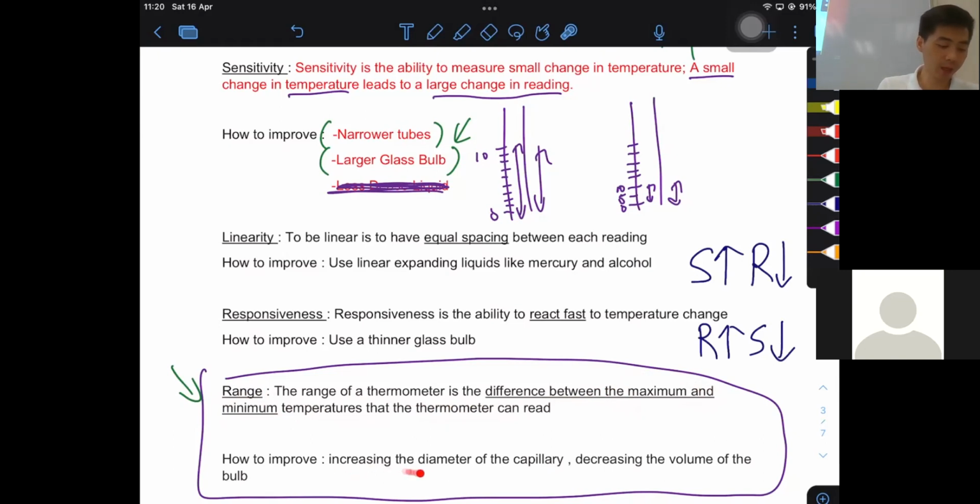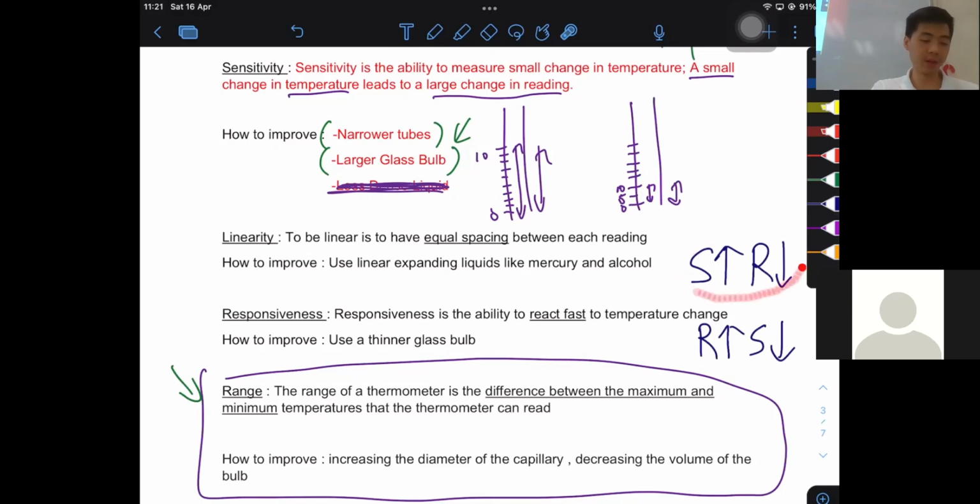Number one, increasing the diameter of the capillary tube, which is the exact opposite here, right? And then the second one is decreasing the volume of the bulb, which is the exact opposite here, right, guys? You have to keep this in mind. You can only either improve the sensitivity or you can improve the range. You can never do both at the same time because they are essentially the opposites of each other. Very important. Keep that in mind, guys.